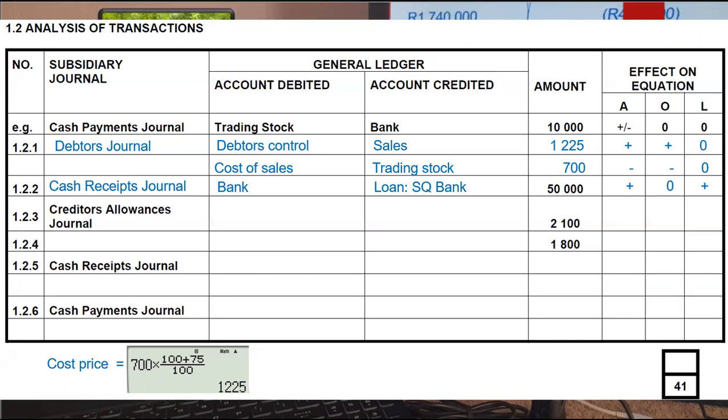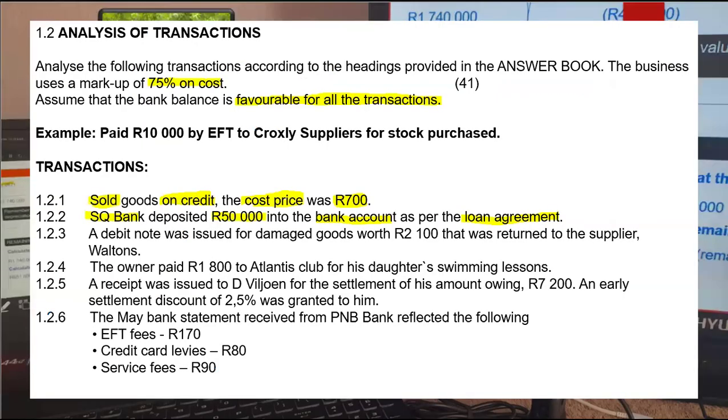Okay. Let's move on to 1.2.3. They already told us that we were the ones returning goods to the creditor, but I don't know what we were returning. Now, 1.2.3, a debit note. A debit note was issued for damaged goods. Guys, note that when we issue a debit note, it means we are returning goods. Because if goods were being returned to us, we wouldn't be issuing it. Instead, we would be receiving it.